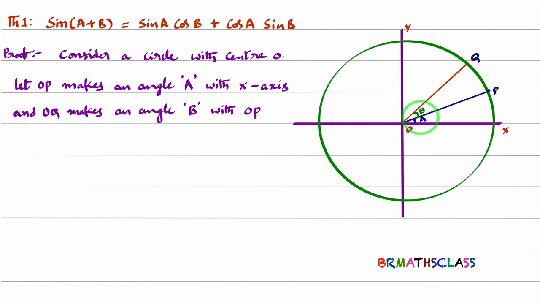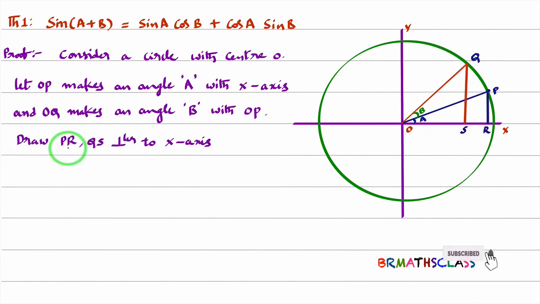You observe this green color. This is angle B. Draw PR and QS, which are perpendicular to the x-axis. You observe this is PR. I drew PR, which is perpendicular to the x-axis. I drew QS, which is also perpendicular to the x-axis.